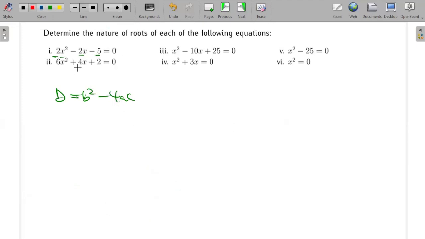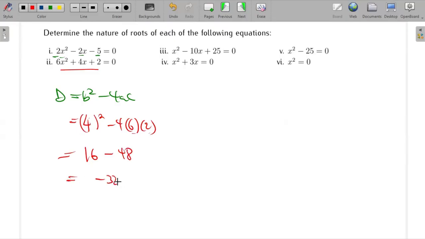Okay, next you have this one. So you see there, your b is 4. So 4 squared minus 4, your a is 6, and then your c is 2. So you square that, you get 16, minus, so here you multiply, 6 by 2 is 12, and then 12 by 4 is 48. So here you subtract, you get negative 32. And this here is less than 0. So what does that mean? It means that the nature of this is that you're going to have complex roots.